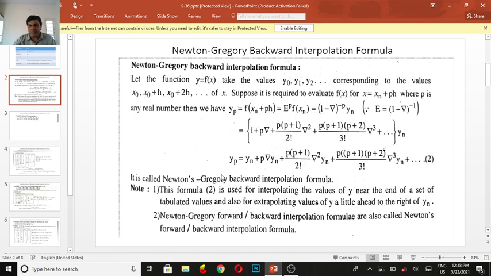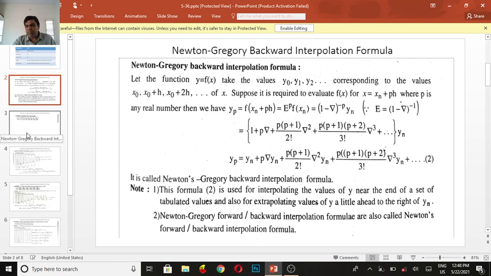Let us observe the difference between forward and backward differences. This formula is used for interpolating the values of y near the end of the set of tabulated values, and also for extrapolating values of y a little ahead, to the right of yn. Secondly, the Newton-Gregory forward and backward interpolation formulae are also called Newton forward and backward interpolation formulae.